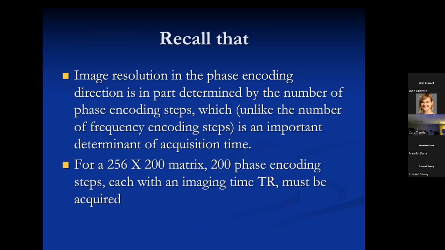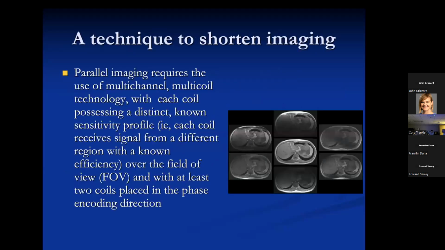So for a 256 by 200 matrix, the 256 refers to the frequency matrix portion of the matrix, and 200 is the phase encoding. So you have to fill 200 phase encoding steps. Each has an imaging time of TR, which is repetition time, and they have to be acquired, right?